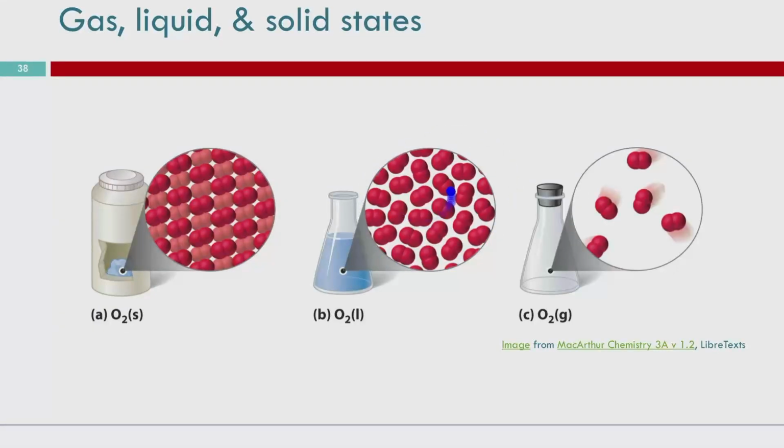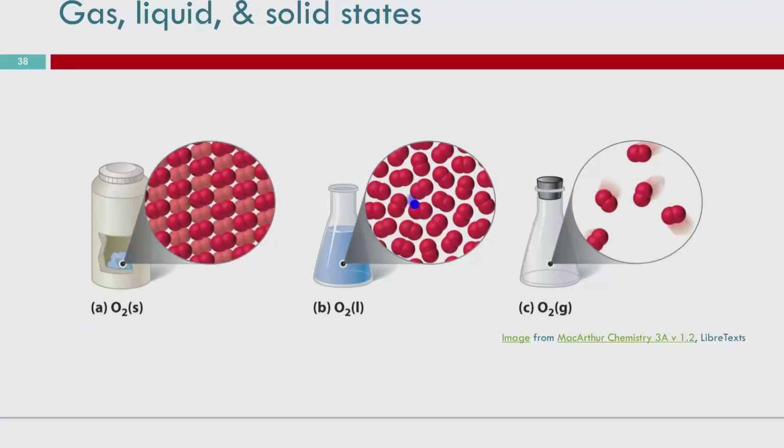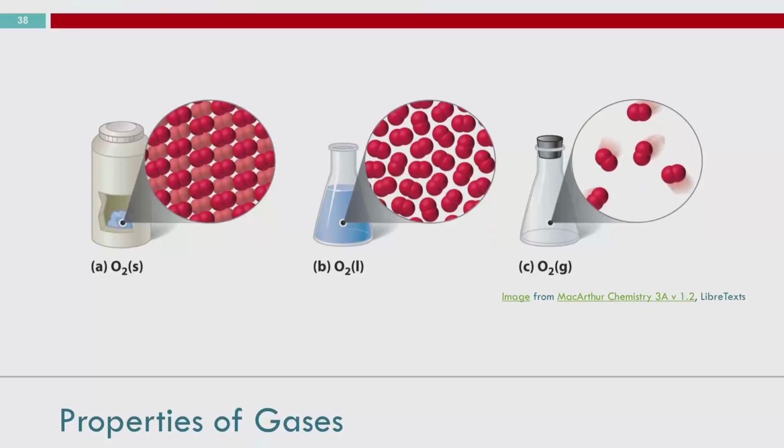In the liquid phase, they're not all lined up. They can move past each other. They can rotate around. They can do whatever they want, essentially. But they're all still super close to each other. When we get to the gas phase, they're separated by space. There's empty space in there.